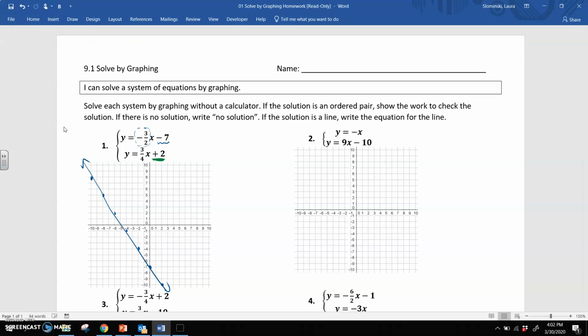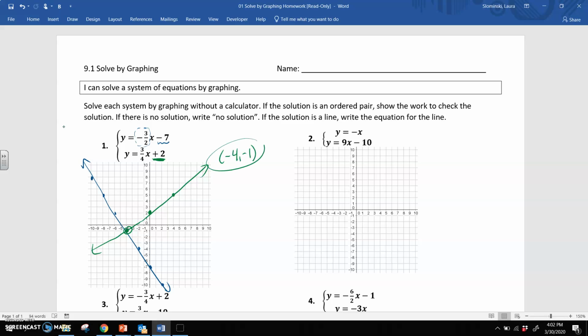So for this other line, I see that it has a y-intercept of 2. This one's rise 3, run 4. But you'll see if I keep going this way, it's not going to hit the line. So instead, I'm going to do a double negative, which is down 3, left 4. So I can see that this is my critical point of intersection, which I believe is the solution. So it's at (-4, -1).